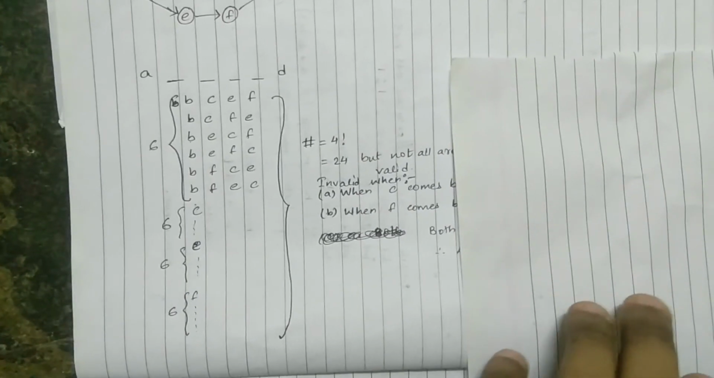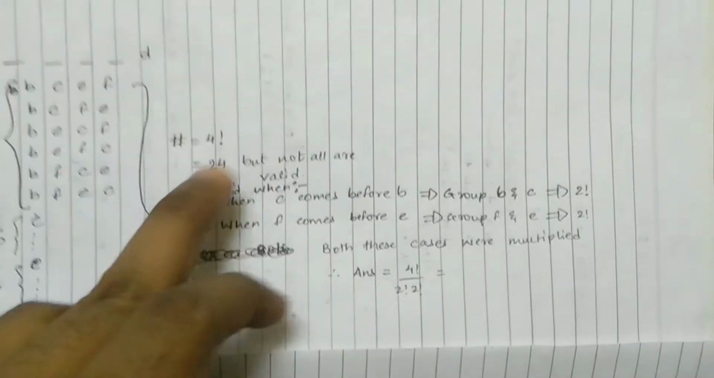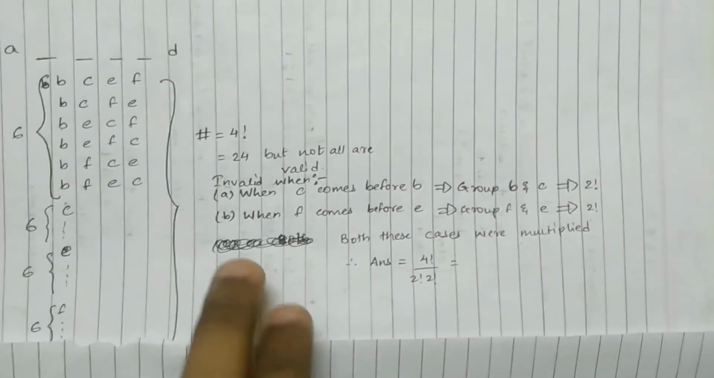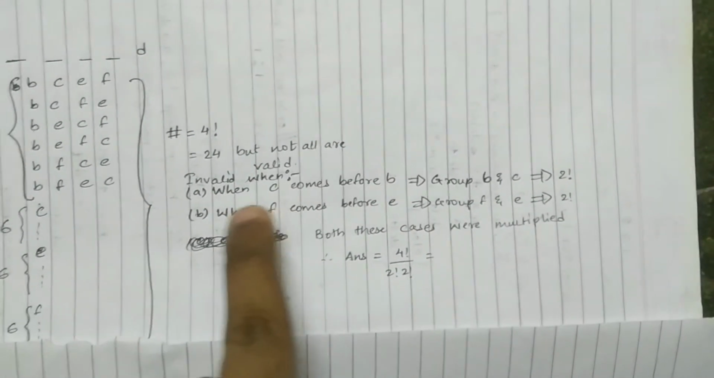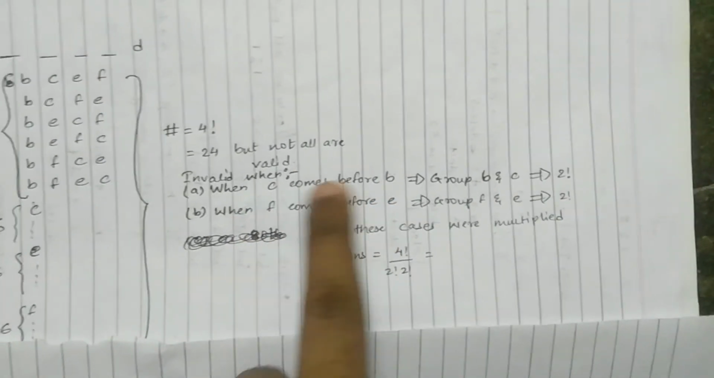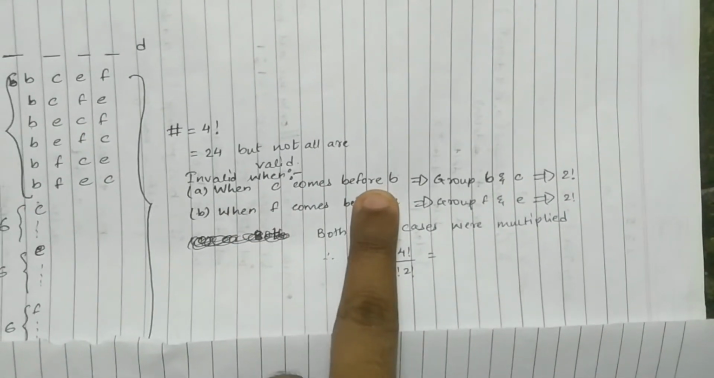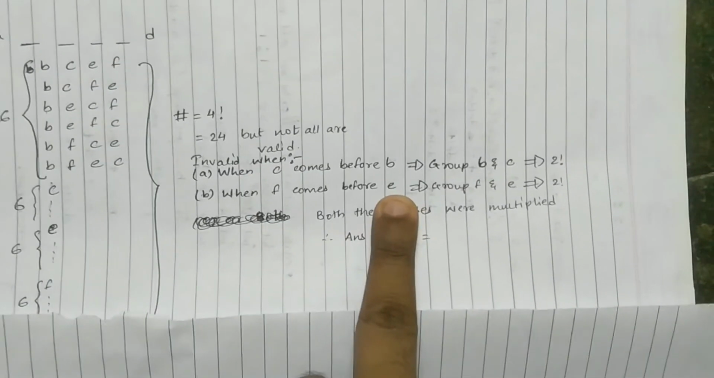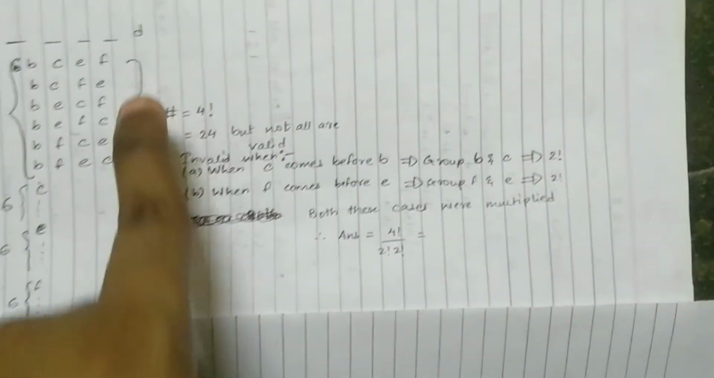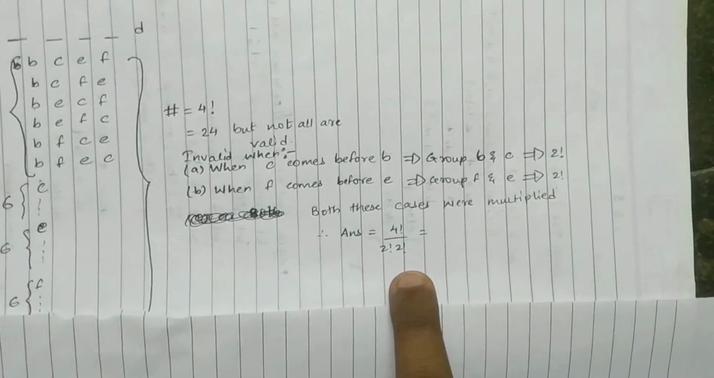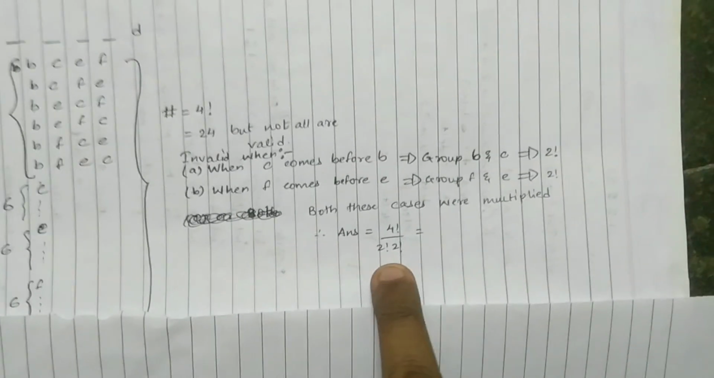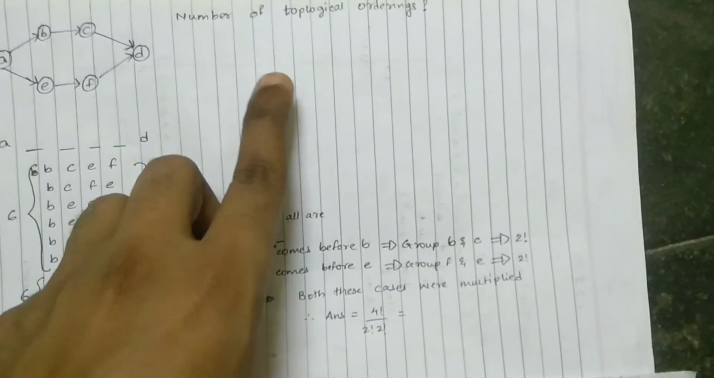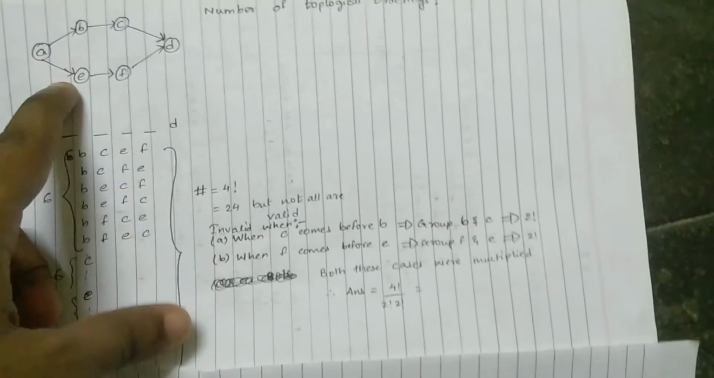Another way in which this can be done is by thinking of it this way. Out of a total of 4 factorial paths that are possible, there will be 2 factorial orderings in which C comes before B, and there will be 2 factorial orderings in which F comes before E. So if we divide 4 factorial by 2 factorial twice, that will be our answer for the number of topological orderings for this graph.